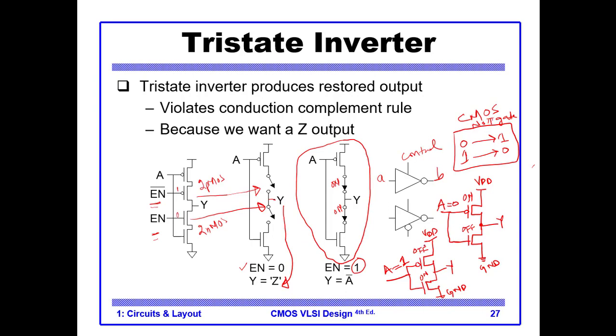That's why if enable is 1, then the whole circuit becomes an inverter, and whatever is at the input, it is passed to the output but inverted.